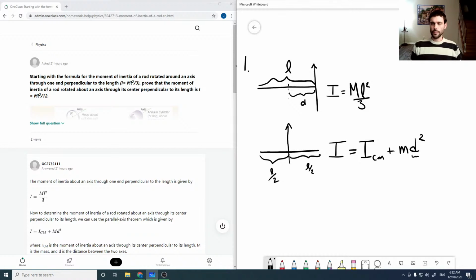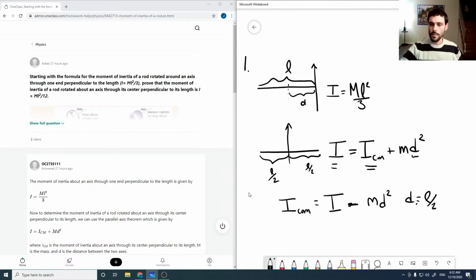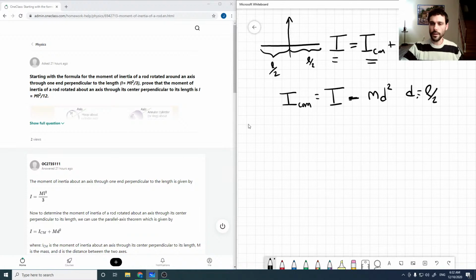So in this case, we're looking for the center of mass, and we have a different one. So we'd want to rearrange this. So our I about the center of mass should just be our given I minus md squared. And then in this case, our d is just L over 2. So plugging in the values that were given.